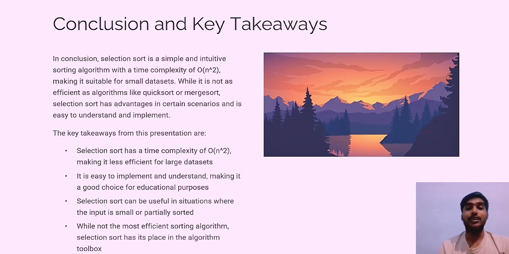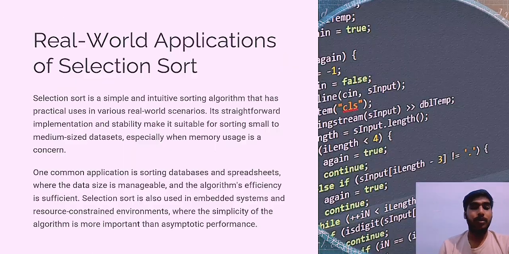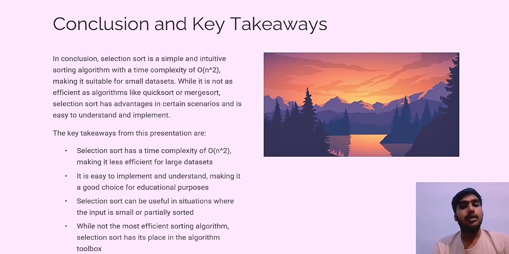The next page is conclusion and key takeaways. In conclusion, selection sort is a simple and intuitive sorting algorithm with a time complexity of O(n²), making it suitable for small data sets. While it is not as efficient as algorithms like quicksort or merge sort, selection sort has advantages in certain scenarios and is easy to understand and implement.